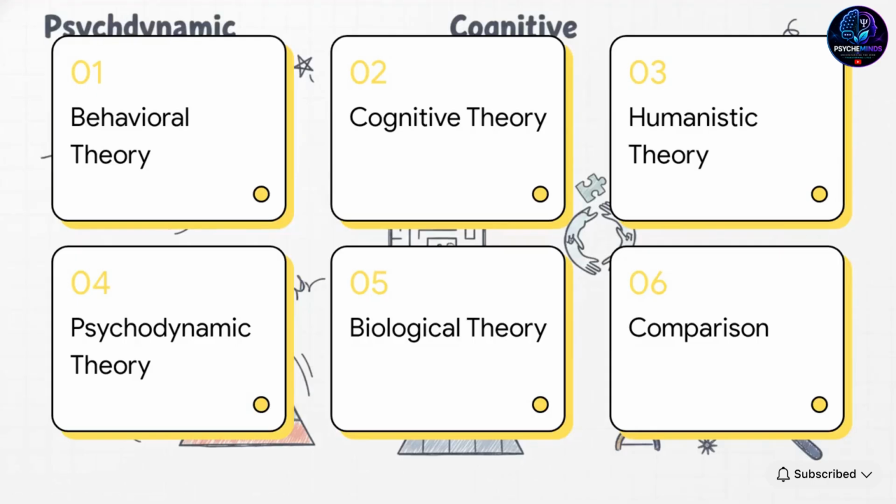So here's our roadmap for today. We're covering the 5 major pillars of psychology. First up, behavioral theory. Second, cognitive theory. Third, humanistic theory. Fourth, psychodynamic theory. And fifth, biological theory. And then, finally, we'll wrap it all up by comparing the perspectives side by side. All right, let's dive right into this.